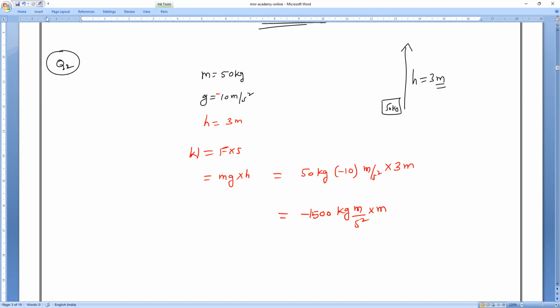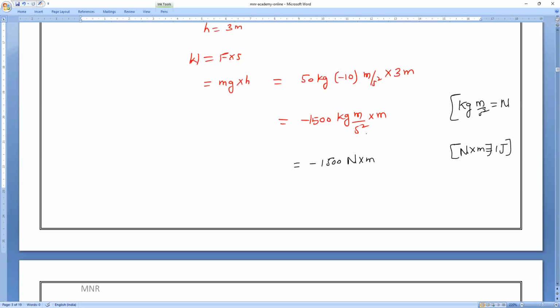So we all know that kilogram meter per second square is equal to something. Anybody? Newton. So Newton into meter. Again I will write, Newton into meter is equal to what? Everybody? 1 joule. Or else directly I can write meter into meter, meter square. So kilogram meter square per second square is equal to how many joules? 1 joule. So the answer is 1500 joules.